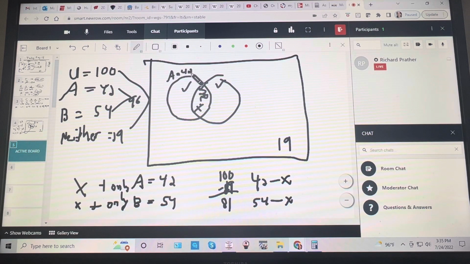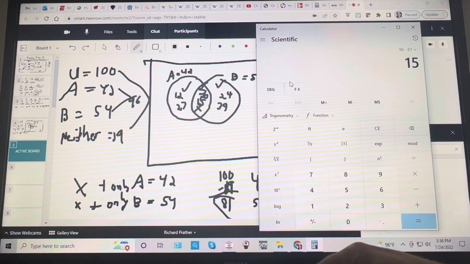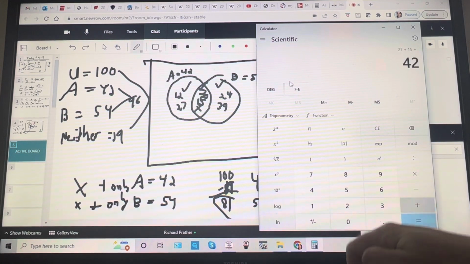Otherwise, maybe it's 15. This needs to be 42, but 42 minus either 30 or 15 would be what's here. So if it's 30, that would make 12. If it's 15, that would make 27. And then B's 54 minus 30 would be 24. I think that's too little. So yeah, I think it is the 15. 54 minus 15 is 39. I just need to know which combination adds up to 81. So is it 27 plus 15 plus 39?